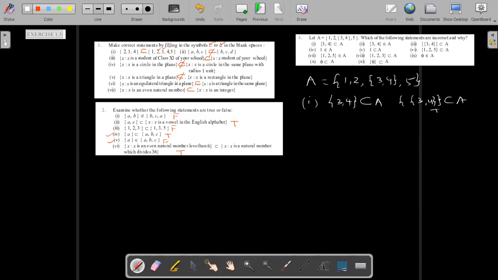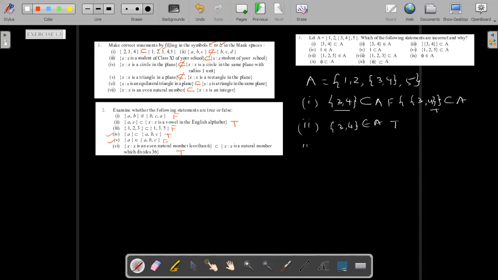It is false because 3, 4 is an element. An element cannot be a subset. The reason, what will you write as the reason? Because 3, 4 is an element. An element cannot be a subset. Second, 3, 4 belongs to A. Yes, it is correct because 3, 4 is an element. Now, an element can belong to the set. 3, 4 belongs to A is correct. This is correct, I'll write true.